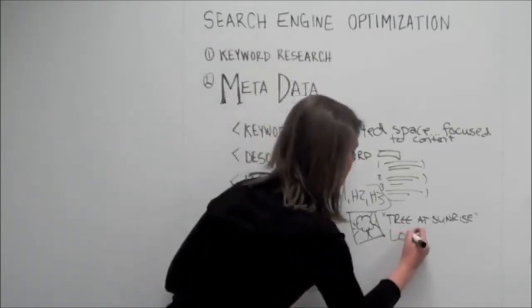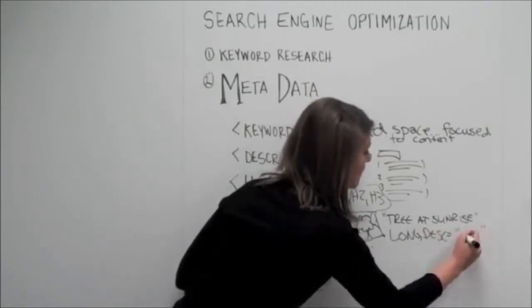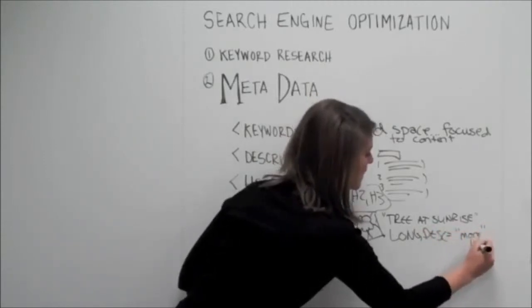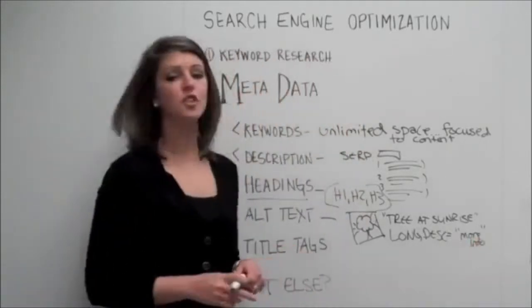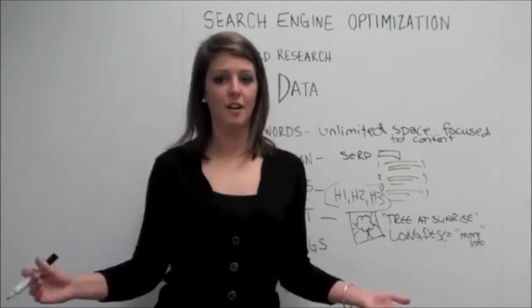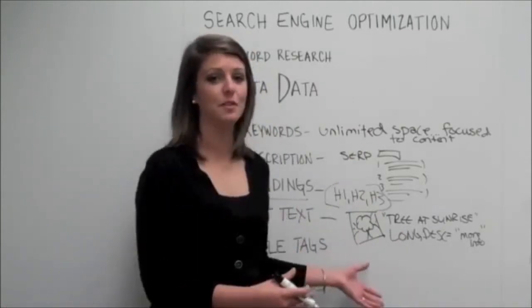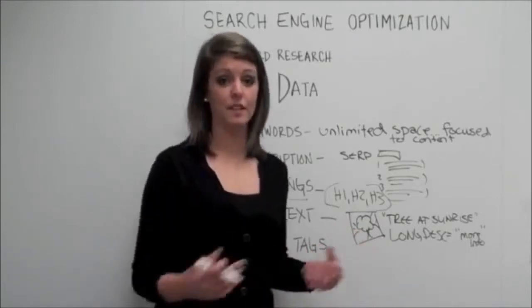It's the long description field. And in the long description field, you can provide more info about that picture. So maybe this is a tree at sunrise right before a rainbow appeared over the Grand Canyon. That would be where you can add content that would maybe connect that image specifically to the content on your page.